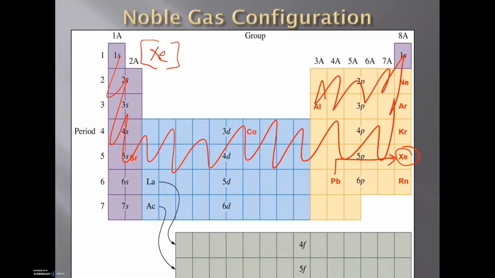So when we write the configuration for lead using the noble gas configuration, we will start with xenon, and then we will start on row 6 that lead's found on. So we would have 6s2, 5d10, 4f14, 6p2. So that would be the configuration for lead. And so you see that this configuration is a lot shorter than the previous one, which is called the complete electron configuration, and this is called the noble gas configuration.